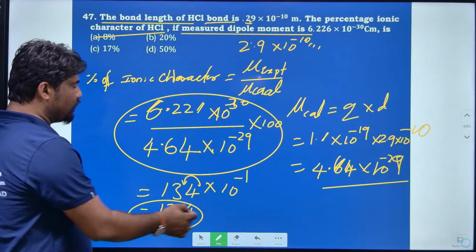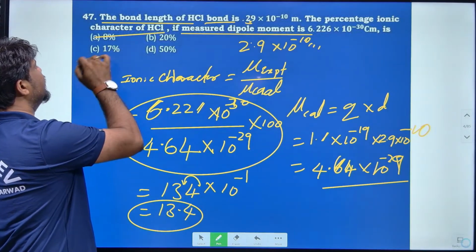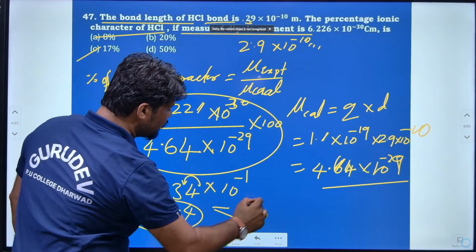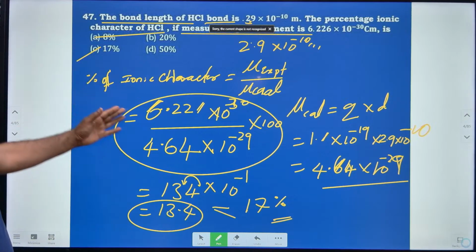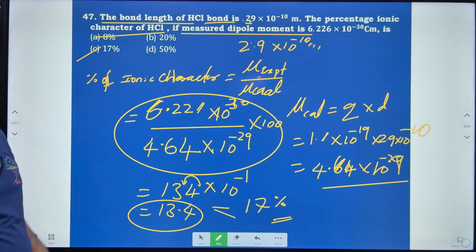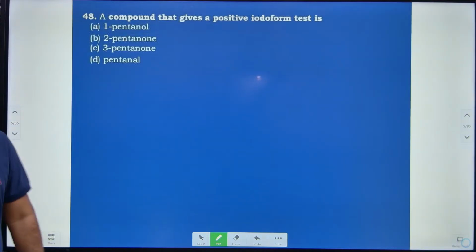So the nearest value for this one is how much here? 17. So this approximately is 17%. So option C is the right answer for the question here. Let's go to the next problem.